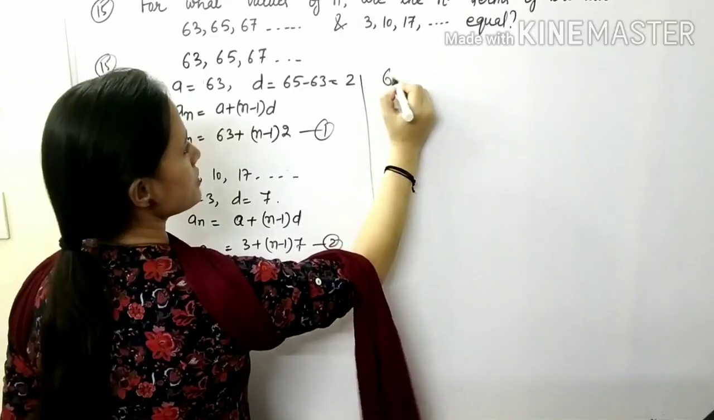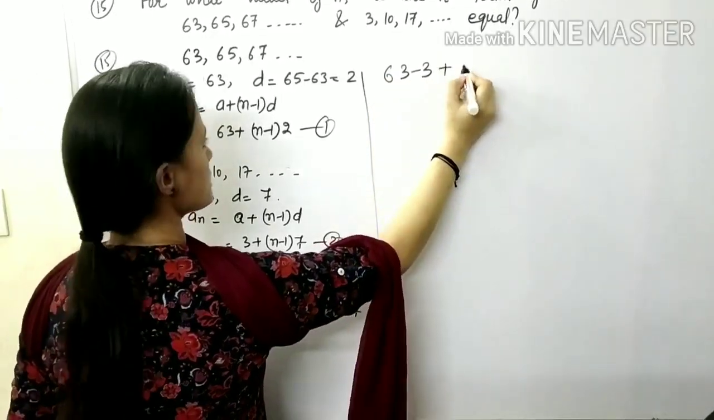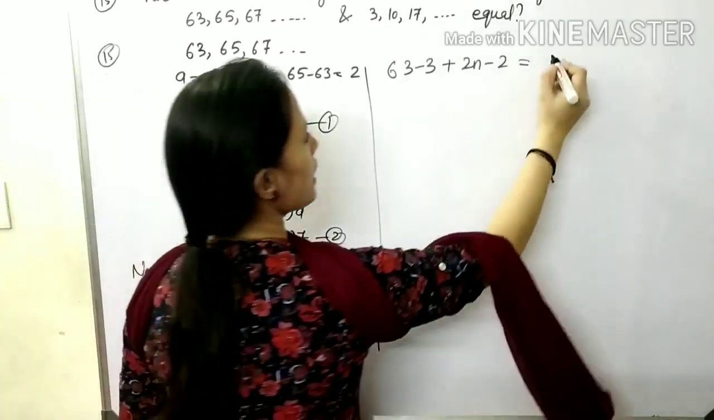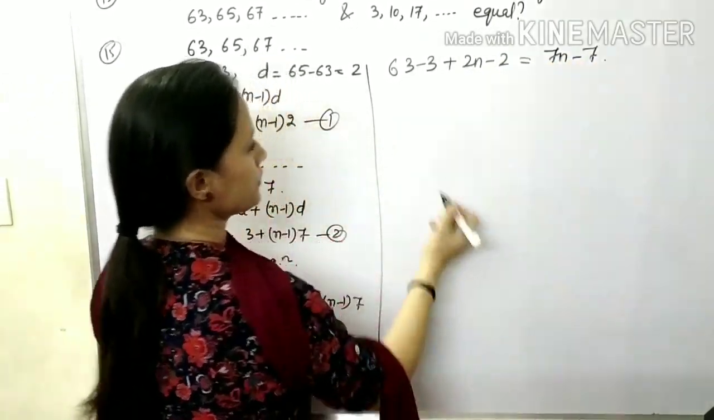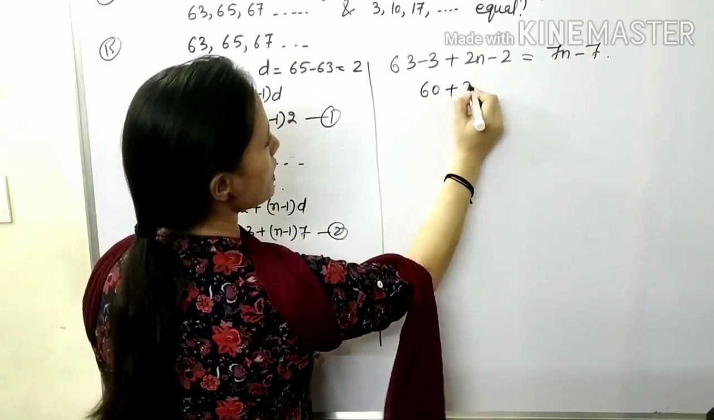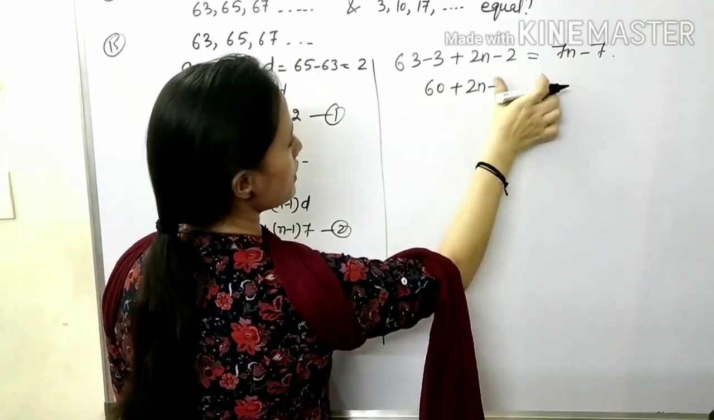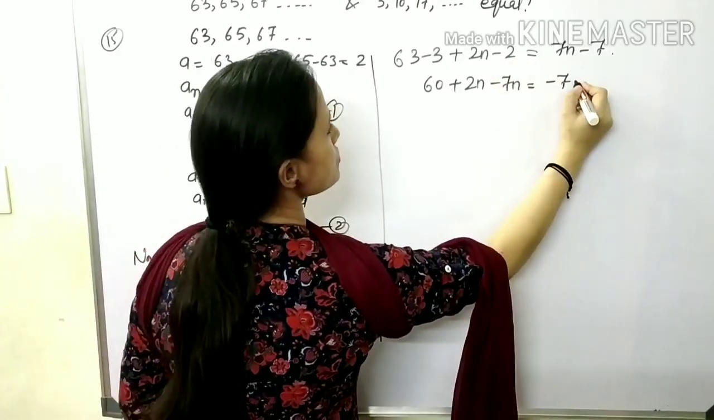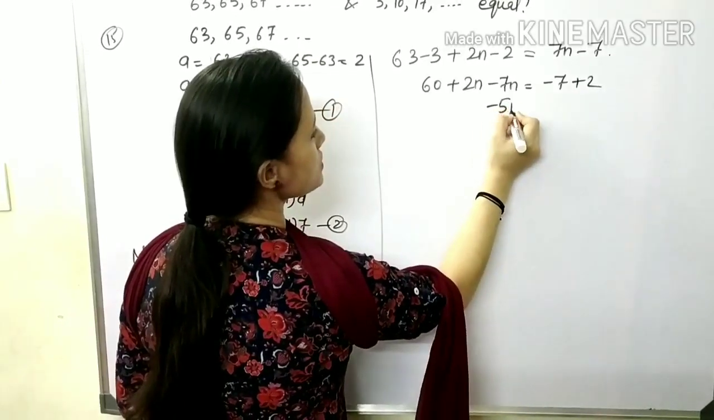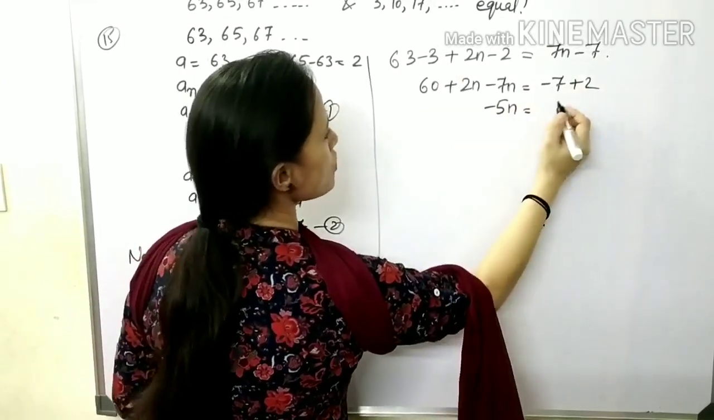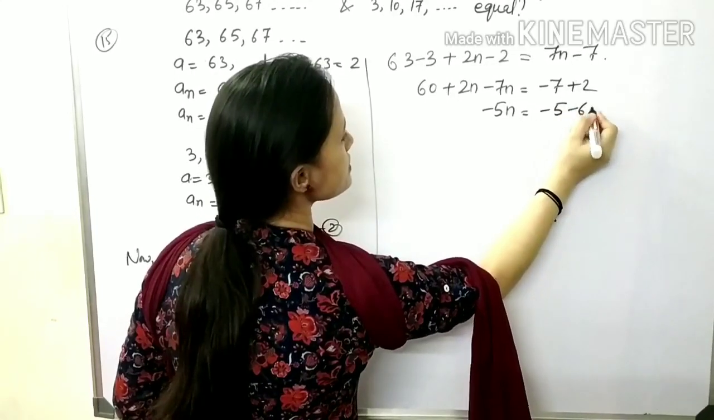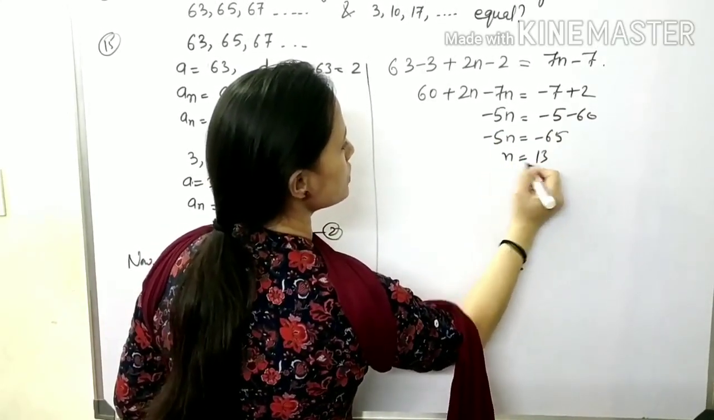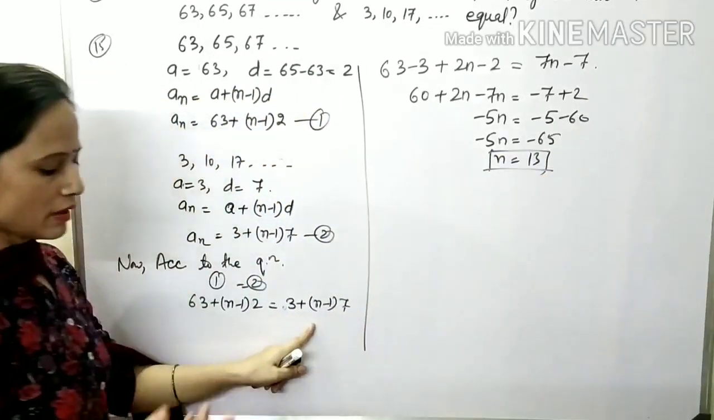So 63 minus 3 plus 2n minus 2 is equal to, I have just multiplied it inside, 7n minus 7. So 60 plus 2n minus 2, minus 7n is equal to minus 7, and this we can send over there. Minus 5n is equal to this also. This is giving us minus 5 minus 60. N is equal to 13. We got the value of n.